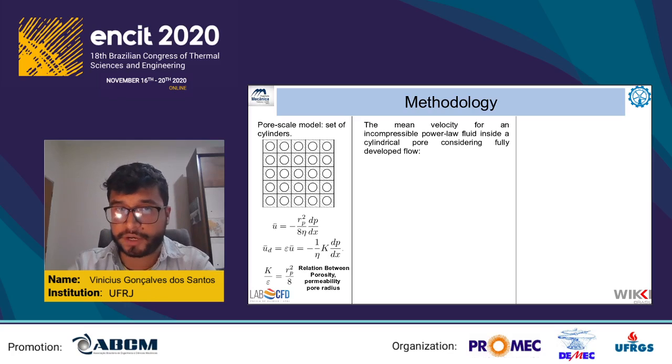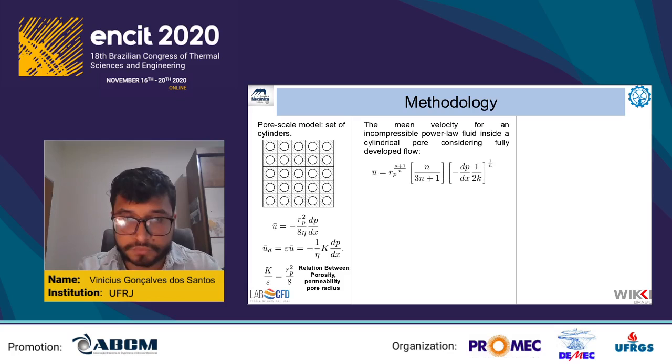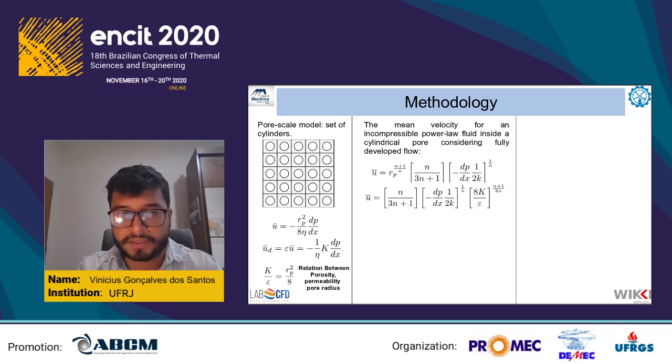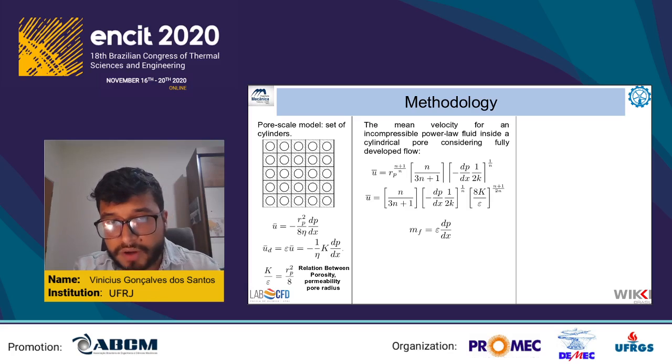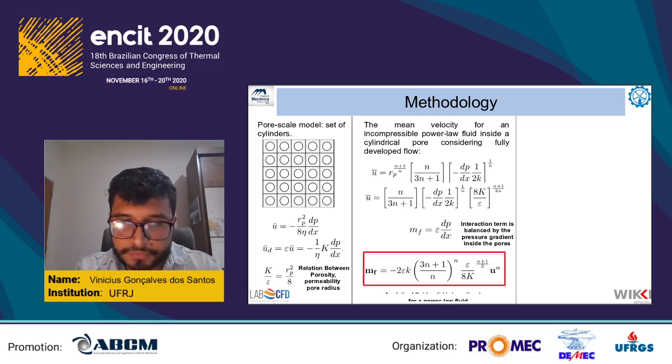If you treat a fluid as incompressible using a parallel model and consider the flow inside the cylindrical pore fully developed, we have this expression for the mean velocity, and combined with the expression that relates the permeability and the porosity, we have this expression. The interaction term is equal to the porosity multiplied by the pressure gradient. Combining these two equations, finally we have an analytical expression for the interaction term.